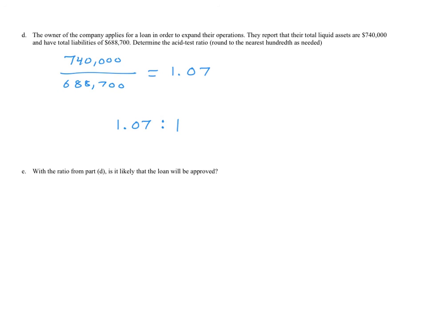In terms of the loan being approved, usually the starting point is like a 1-to-1 ratio. And as long as this number is greater than 1, then yeah, it would be approved. So I'd say this loan will be approved. And if this number was less than 1, like 0.7 or something like that, it just means that your assets are less than your liabilities. And that's not a good thing for approving a loan. And that is it for this quiz.